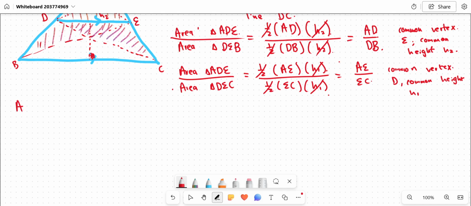I'm going to say that area of triangle DEB is actually equal to the area of triangle DEC. And what is my reason there? The reason is that they have a common base, right, and the same height.